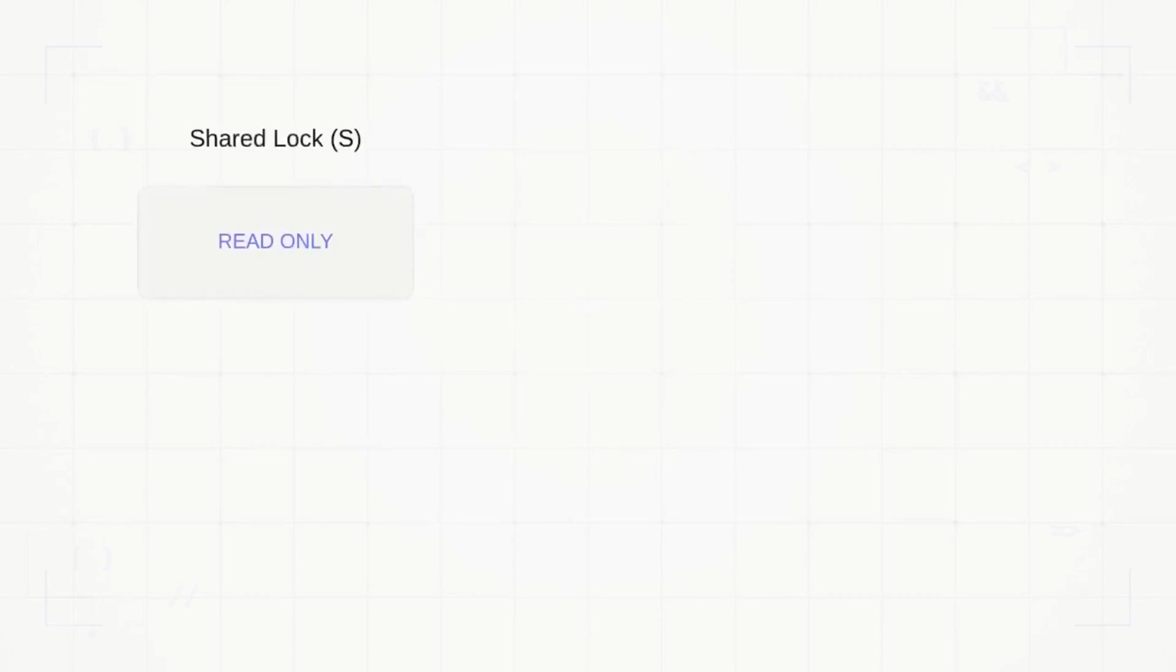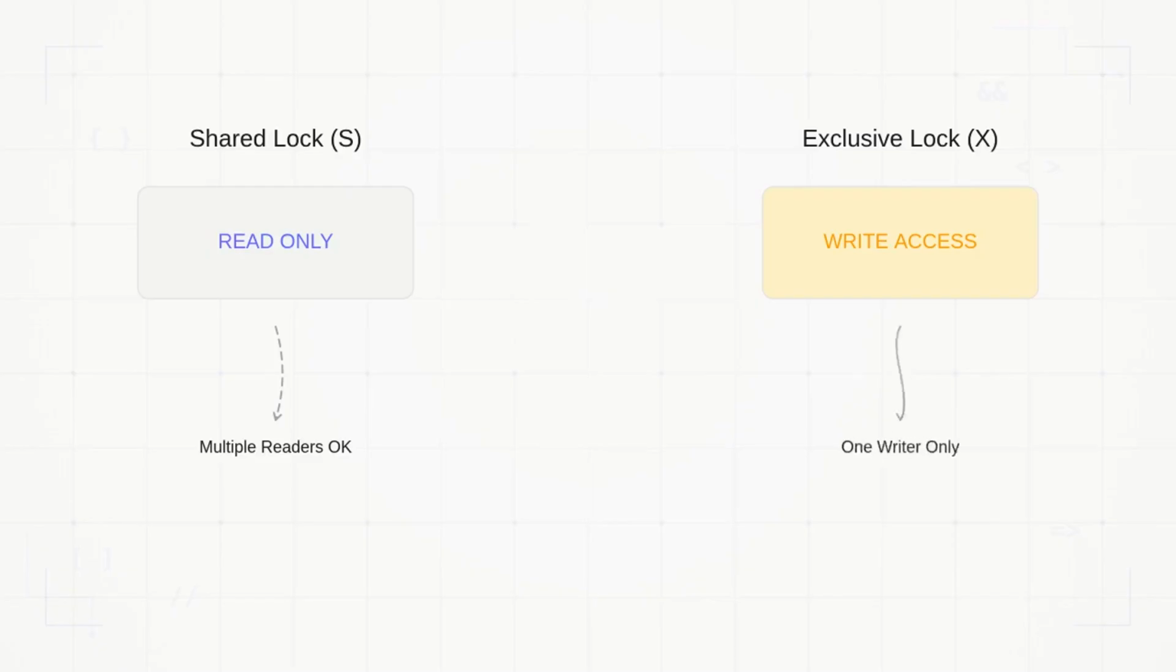There are two primary types, shared and exclusive. A shared lock, or S-lock, allows multiple transactions to read a resource simultaneously. It's like a library book that anyone can read in the room. However, when a transaction wants to modify data, it requires an exclusive lock, or X-lock. This is like checking the book out. No one else can read or touch it until you bring it back.